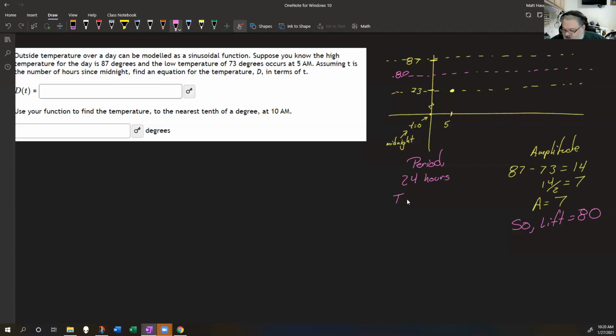But we know our period is supposed to be 2 pi divided by that compression factor. So if we want 24 to end up being our period, we have to find the b that's going to make that work. Again, multiply both sides by b, divide both sides by 24, and we get that nice pi over 12. So for a period of 24 hours, we will need a compression factor of pi over 12. Is that all fair so far?